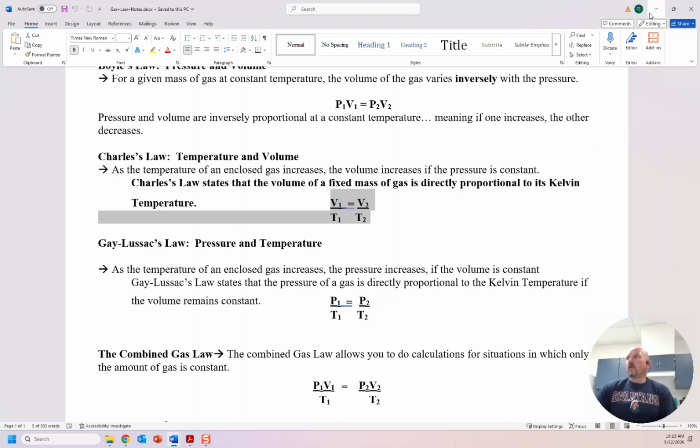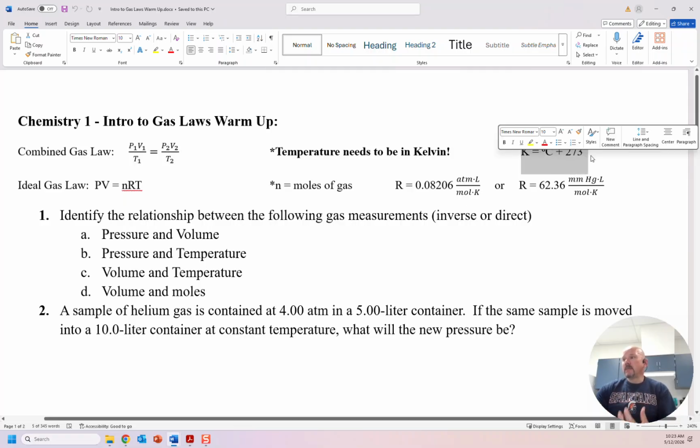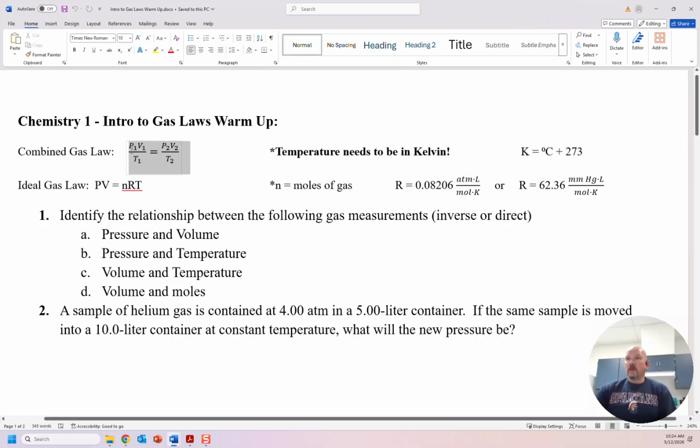So let's look at the warm-up, okay? The one thing you won't be given is how to convert Celsius to Kelvin. And the one thing you need to understand is it doesn't matter if it's this gas law or this gas law or any combination. Anytime you plug in a temperature value, it's got to be on the Kelvin scale. It cannot be on the Celsius scale. So if you're given Celsius, you add 273 to that number, and that's the Kelvin number, and that's what you plug in for temperature. So that's a little reminder here. Okay. So you need to remember this equation, because if you remember that one, you've got the three others.